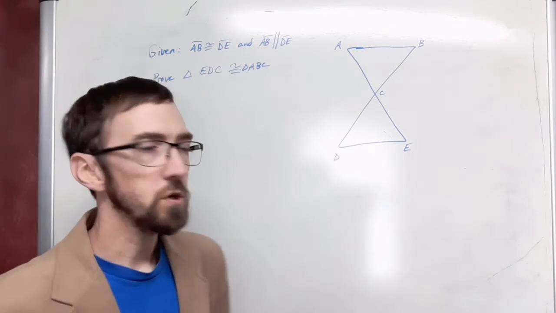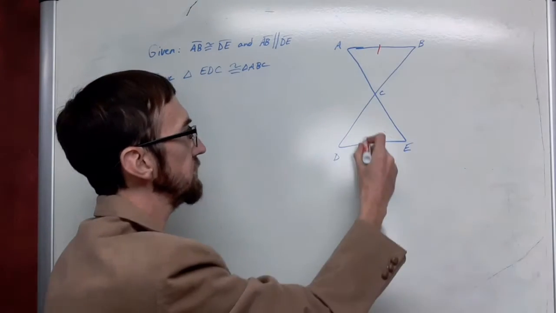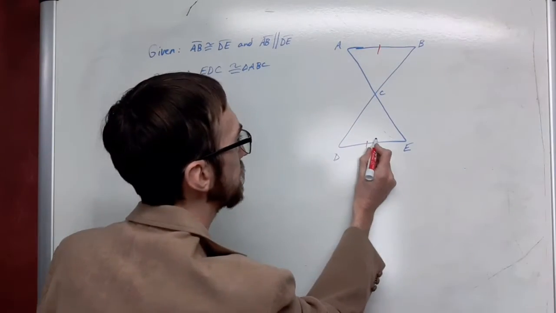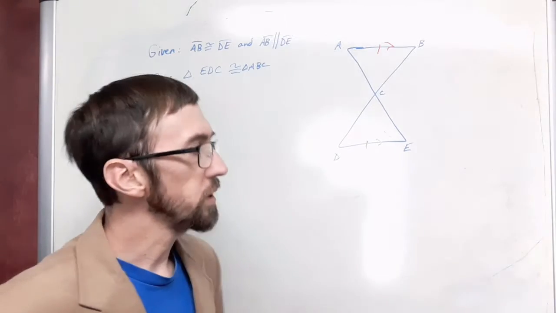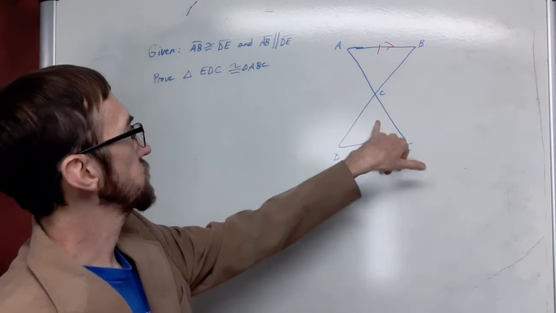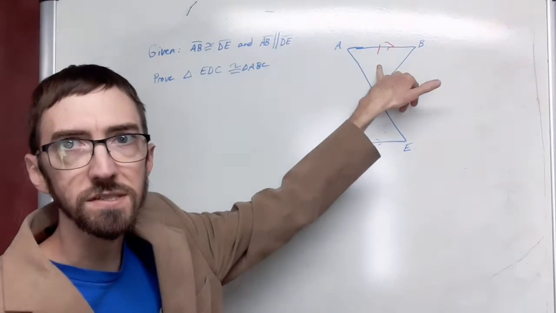I'm going to walk through a proof of this diagram with these givens, and we are going to attempt to prove that this triangle and this triangle are congruent. The givens we start out with are that segments AB and DE are congruent, and also that they are parallel. And so we want to prove that triangle EDC is congruent to triangle ABC.